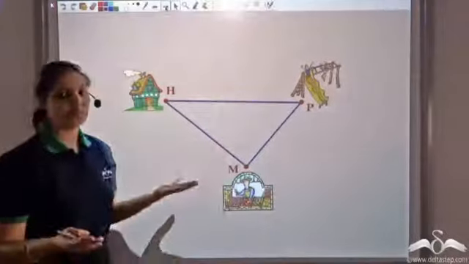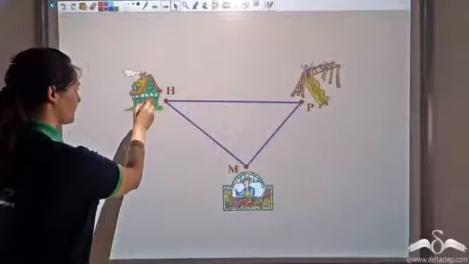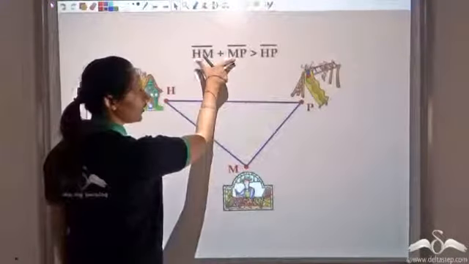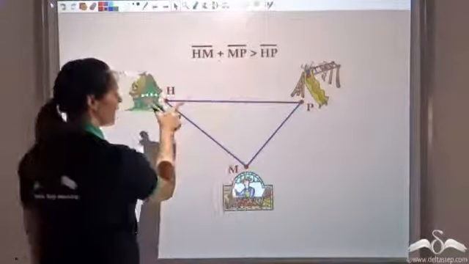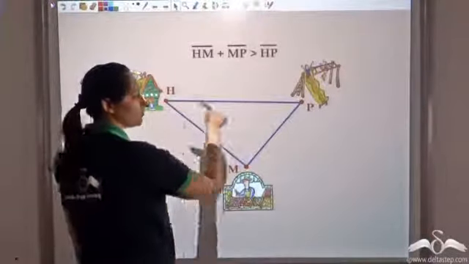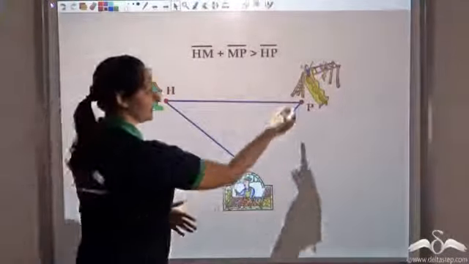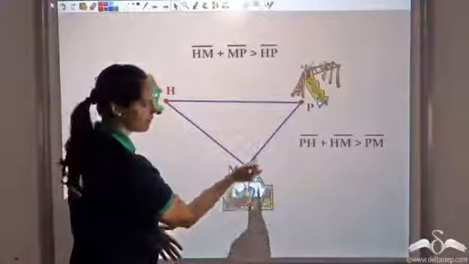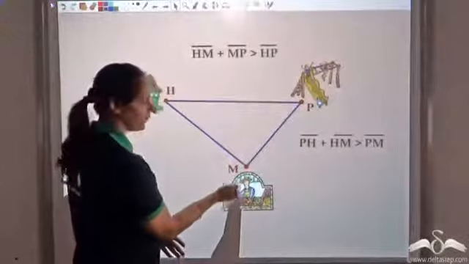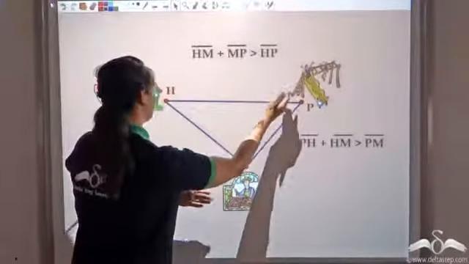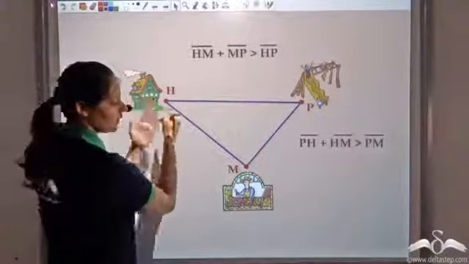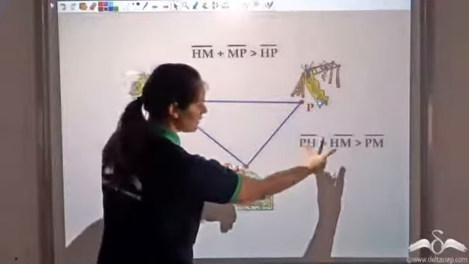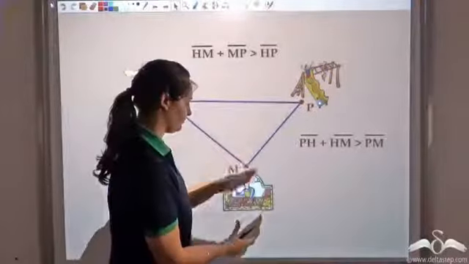This is precisely what the triangle inequality says. It says that HM plus MP would be a longer route. The distance would be more than HP if you go from your house to playground directly. Again, if you want to go from your playground to market, then the shortest route is the one that directly joins P to M. Rather than going from your playground to the house first and then coming from your house to the market, this is the shortest route. So PH plus HM would be greater than PM.